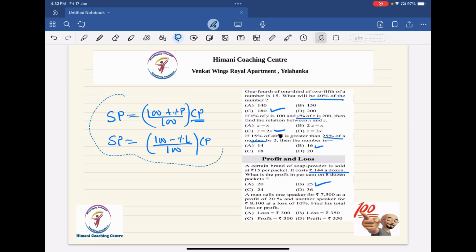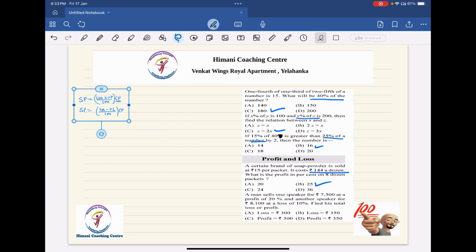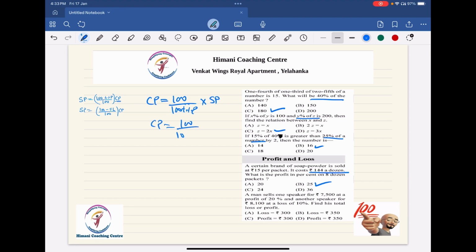So this is the formula which you are supposed to know, okay? And I am just using that. CP equals 100 by 100 plus profit percentage into SP, and CP is 100 by 100 minus percentage loss into SP. Now let us look at the question. A man sells one speaker for 7,500 at a profit of 20%. So for the first speaker, CP would be 100 by 100 plus 20, so 100 plus 20 is 120.